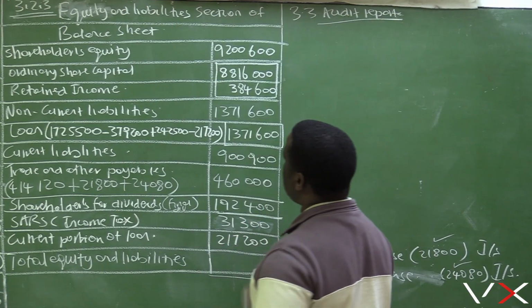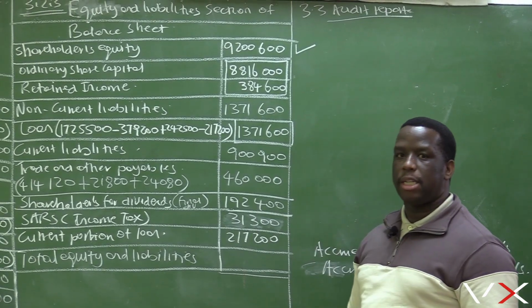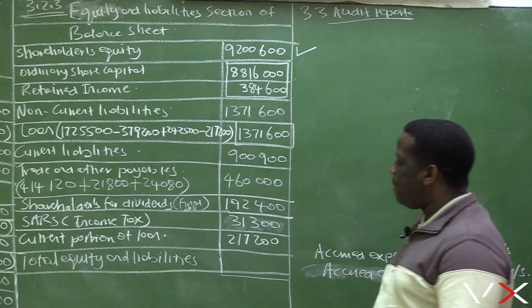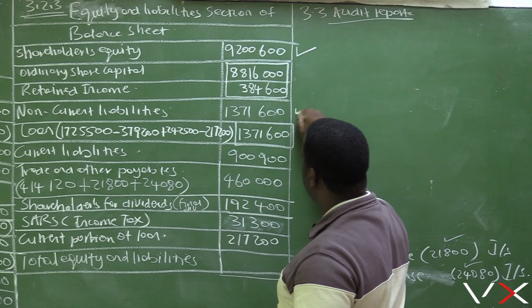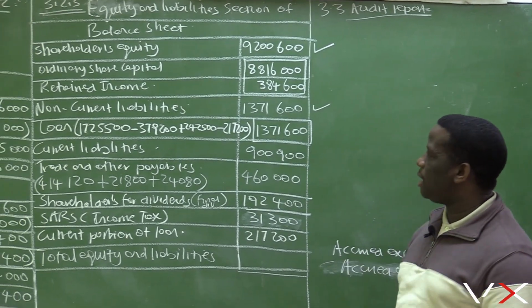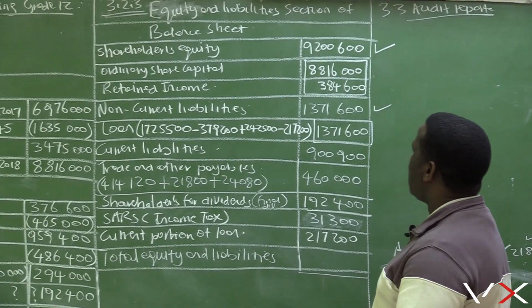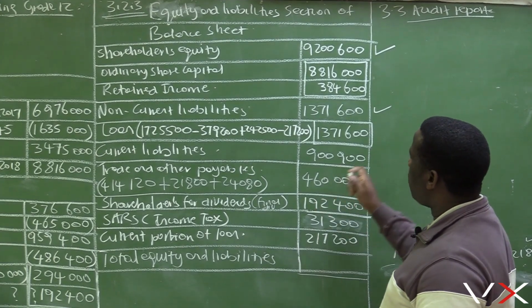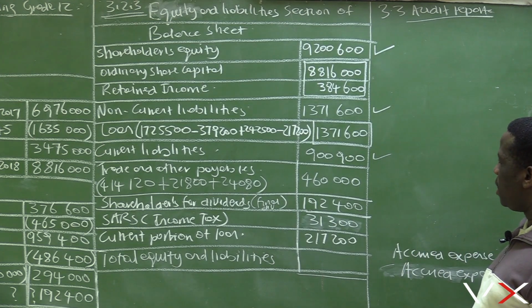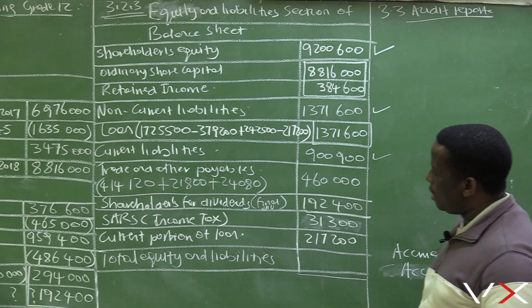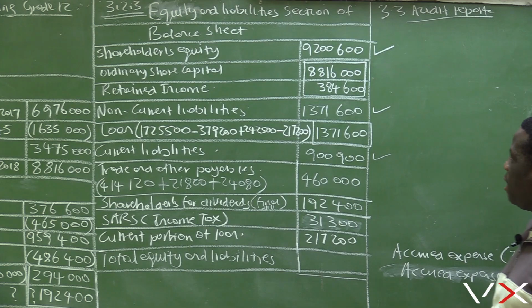So now we need to calculate the total equity and liabilities. Our equity is the shareholders' equity, which is 9,200,600. And then the liabilities are divided into two. We have the non-current liabilities with a total of 1,371,600, the debts that will last a long period of time, and we also have the current liabilities, the short-term debts, and the total for the current liabilities is 900,900. And then these three totals should give us the total equity and liabilities.